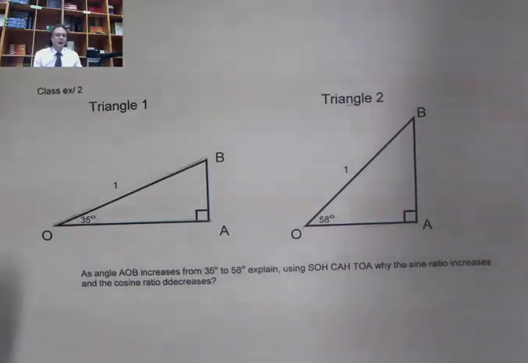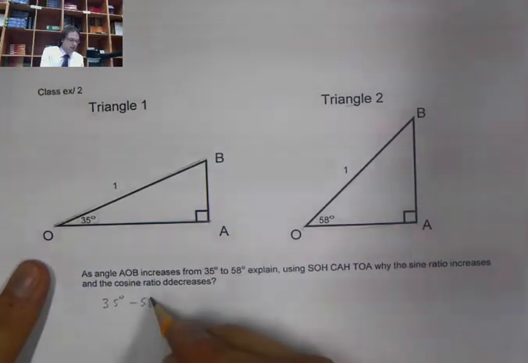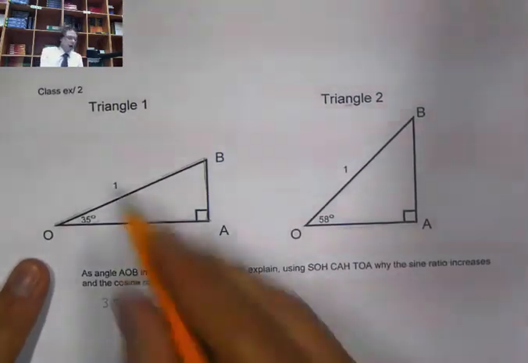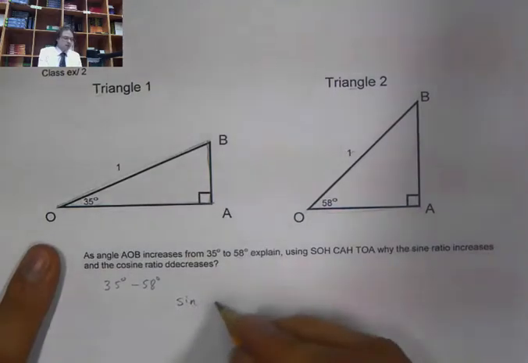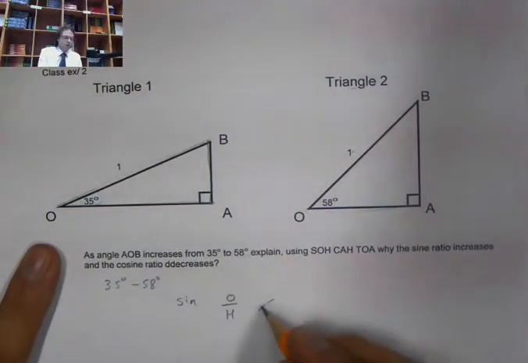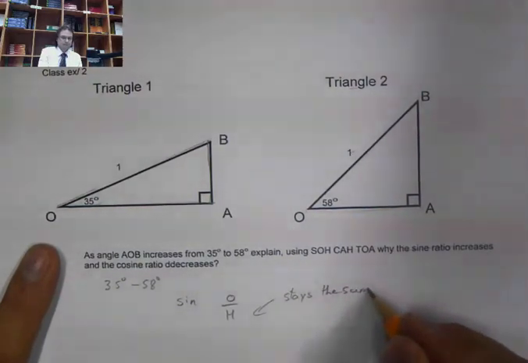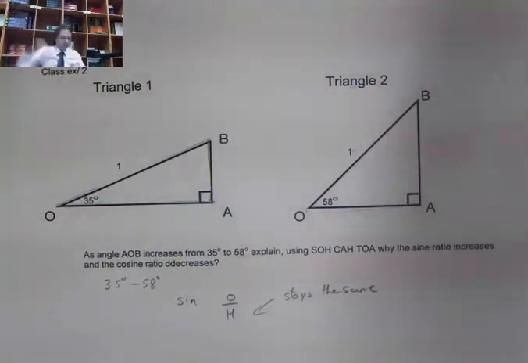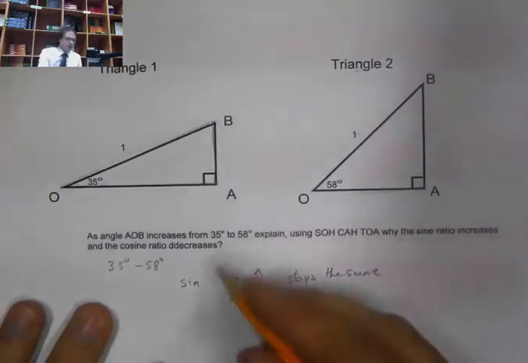So I look at this, what has happened as I go from 35 degrees to 58 degrees? Well, my opposite is getting bigger. My hypotenuse is staying the same at 1. So using sine, it's opposite over hypotenuse. The hypotenuse is staying the same, but my opposite is getting bigger. It's growing. Therefore, my ratio will increase.